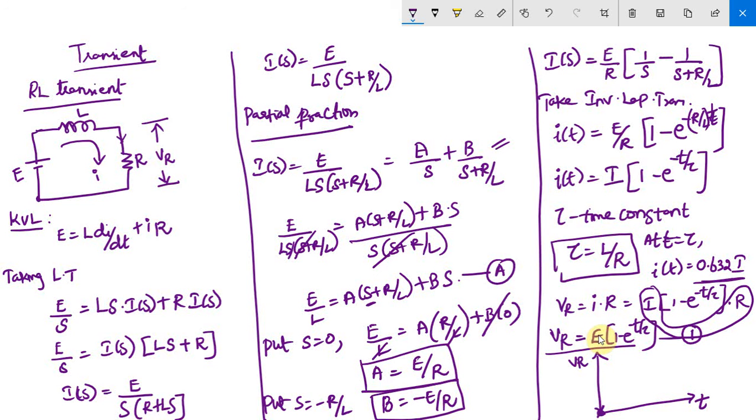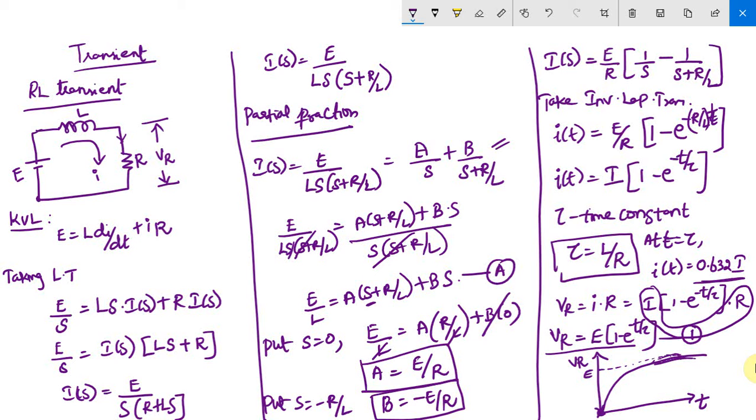So what about the response? Transient response, initially it is 0, then it slowly increases and reaches the final steady state value E at infinite time. Okay, so at infinity, your response becomes E. This is the response for the RL transient circuit.